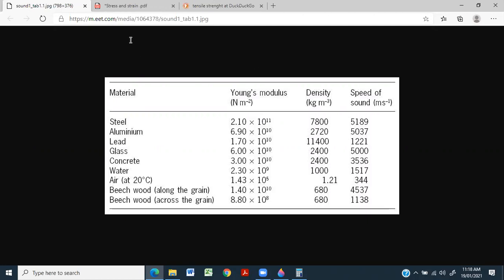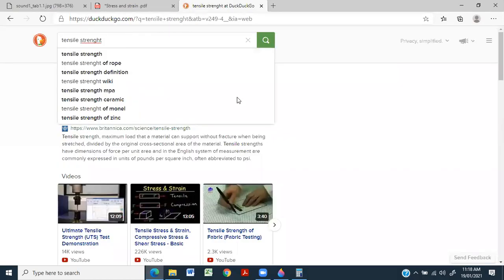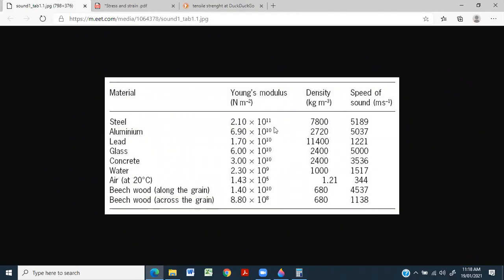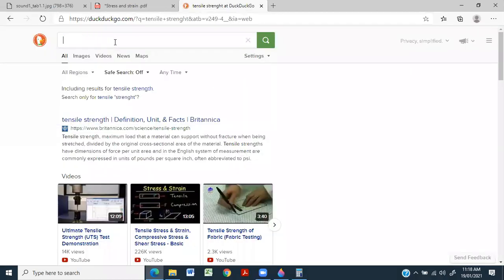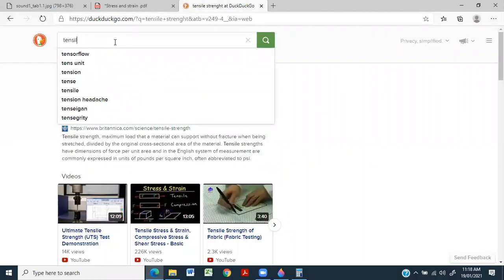So tensile strength, just like how Young's modulus would vary between materials, steel would have a particular Young's modulus, a particular modulus of elasticity, so would aluminum, so would lead. Kind of similar to how we had it with coefficient of friction, right? So steel, aluminum, lead, glass, concrete, beech wood, along the grain and across the grain, depending how we apply the forces, would have different moduluses of elasticity, right? Now, tensile strength is something that also varies by material.